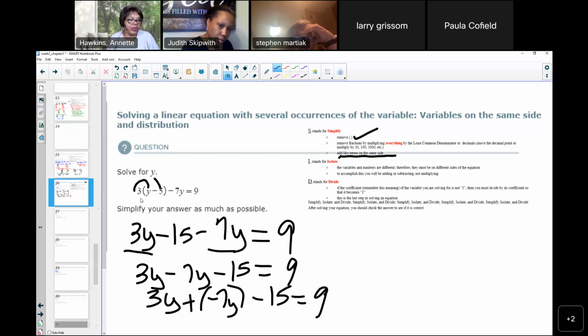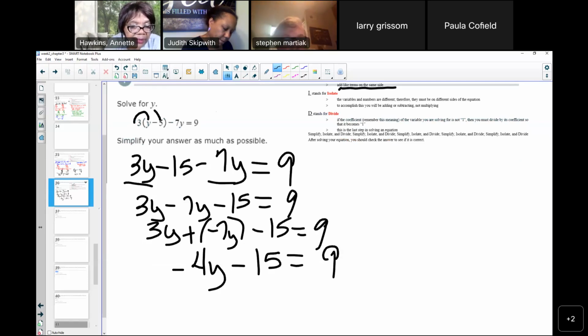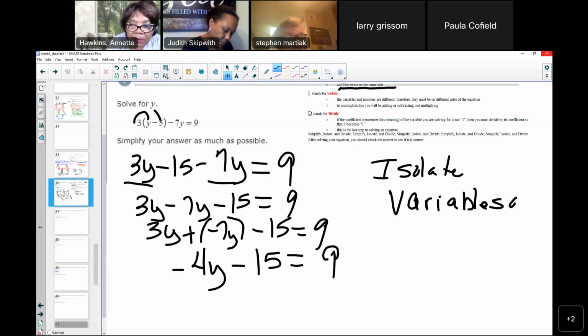All right, so we have 3y plus negative 7y. 3 plus a negative 7 is a negative 4y. Minus 15 equals 9. Okay? So we have finished simplifying. So we're ready to isolate. Variables on the left. Numbers on the right.